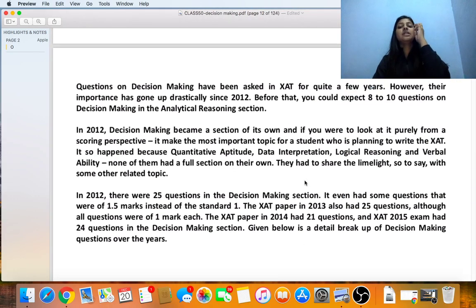If you see the past year papers, earlier decision making used to share a section with other topics, but from 2012 onwards, decision making was a section of its own. Therefore it became very important, because it means you will have a sectional cutoff for it, and you have to clear that. So this topic is very important.